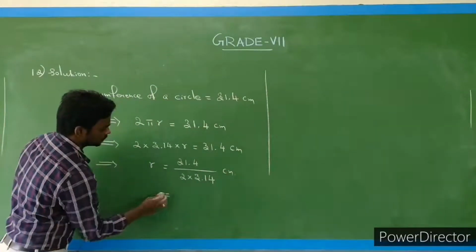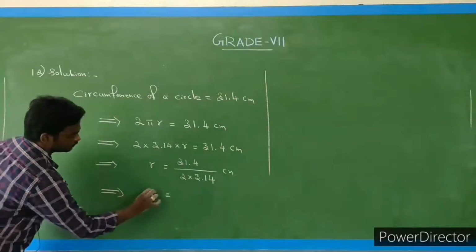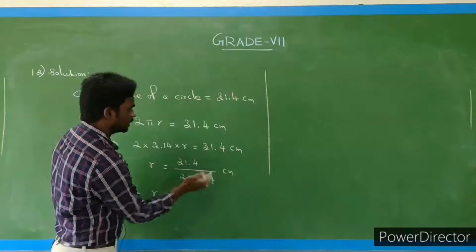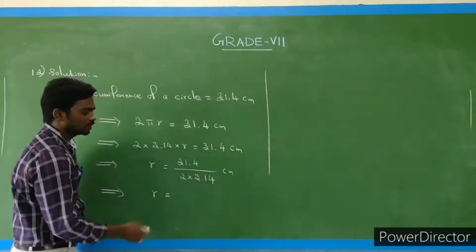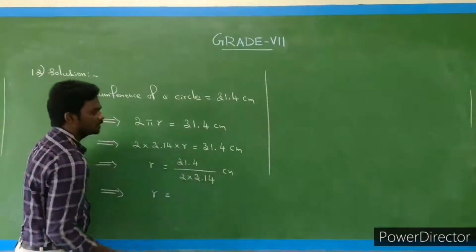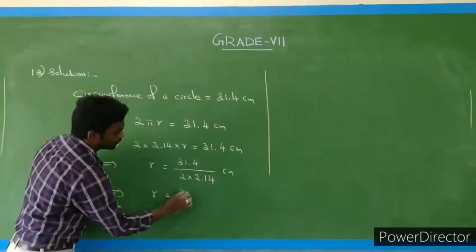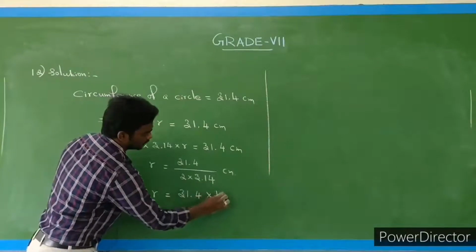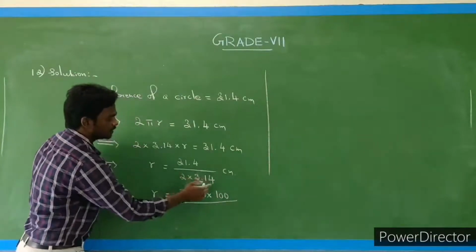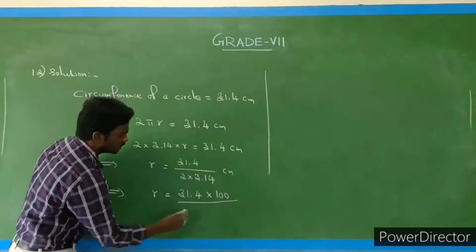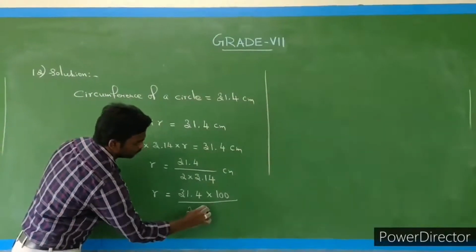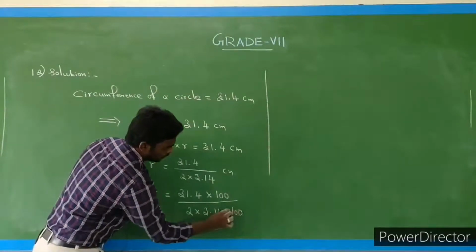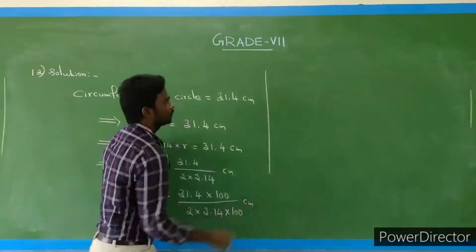Which is equal to, so how to find this? The numerator value is 31.4 and the denominator value is 3.14 is given. So we have to multiply numerator and denominator by 100, because in the denominator value we have 2 digits after the decimal. So 31.4 multiplied by 100, and 2 into 3.14 into 100 centimeter.